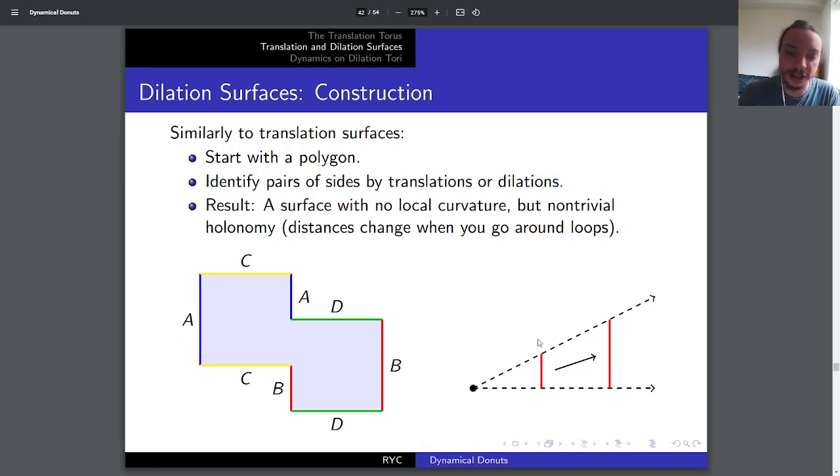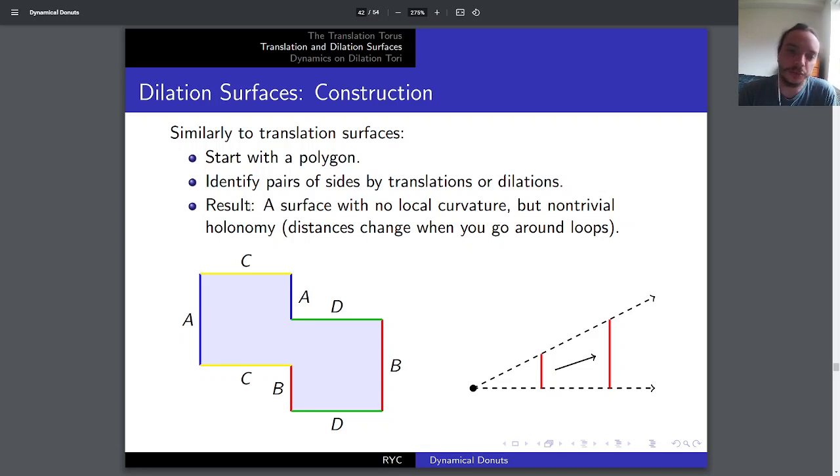If you remember, a dilation is when you take things and you stretch them or shrink them, and usually you do it relative to a point. So that means we can't rotate anything, and we still can't reflect, okay? But we can still get some really weird surfaces. Here you have this surface with C translated over to C and D translated over to D. But A is dilated down to A over here, and B is dilated up to B over here. So they get stretched or shrunk. And if you go in through the bottom of A, then you'll come out through the bottom of the other A, but you're going to be in a different position than you'd expect.